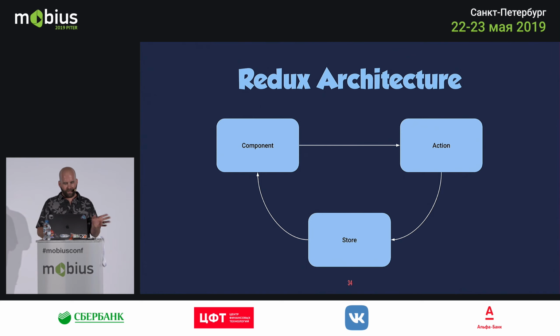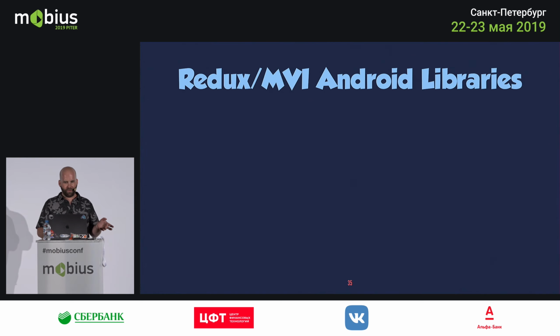So on Android, there's a few libraries that do this, so you don't really have to build your own. First is RxRedux from Freeletics, and then we have Mobius, the library, not the conference, from Spotify, and then Mavericks from Airbnb. Some of these are more opinionated than others, but they're all a state store of some kind that your UI can observe and render when things change.